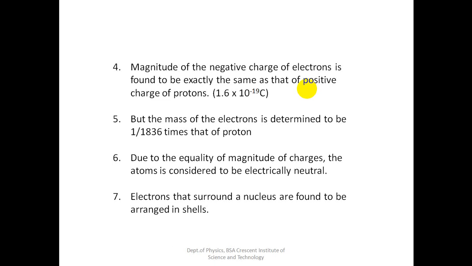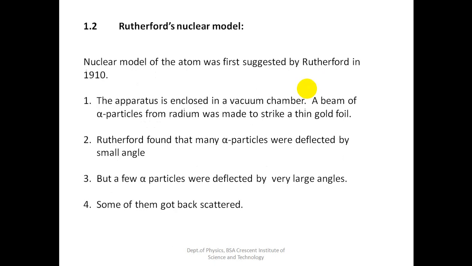Due to this equality of the magnitude of the charges, the atom is considered to be electrically neutral. We already know about this. Electrons revolve around the nucleus and are not randomly distributed; it was believed that the electrons are arranged in shells. Well, we move on to the next important topic.